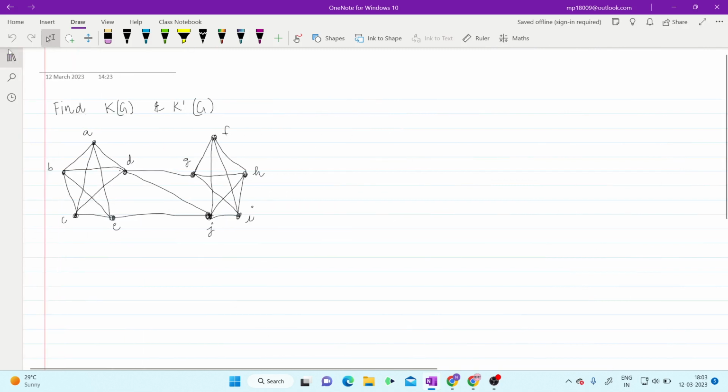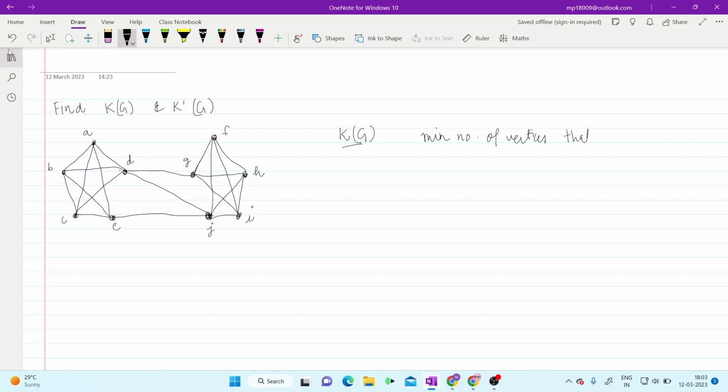Okay. So now we have this graph. What is the vertex connectivity of this graph? So basically, the minimum number of vertices that make this graph disconnected. What do you think the vertex connectivity of this graph is?